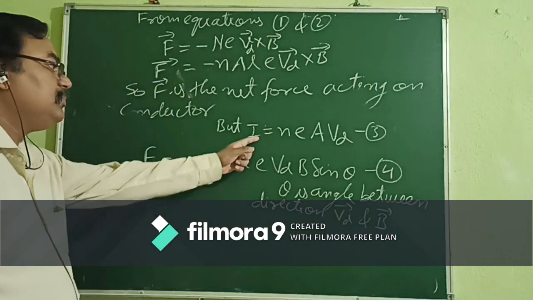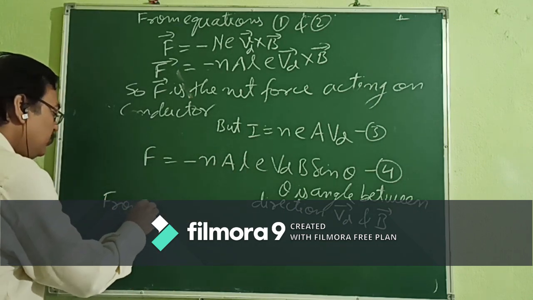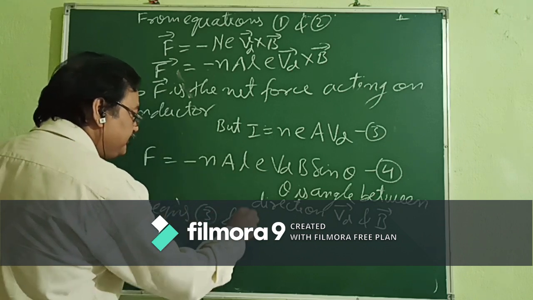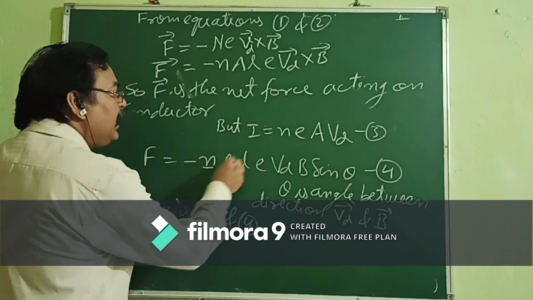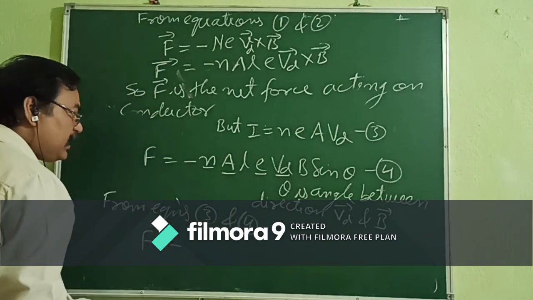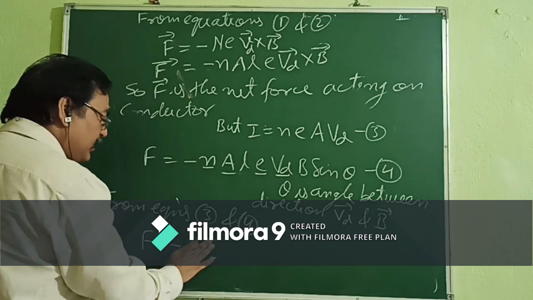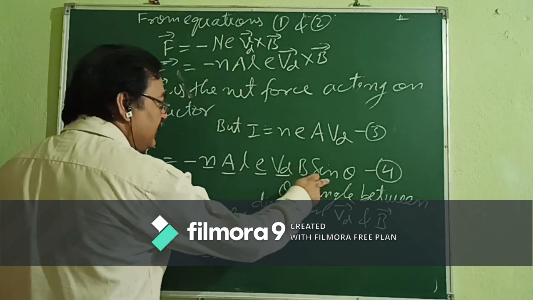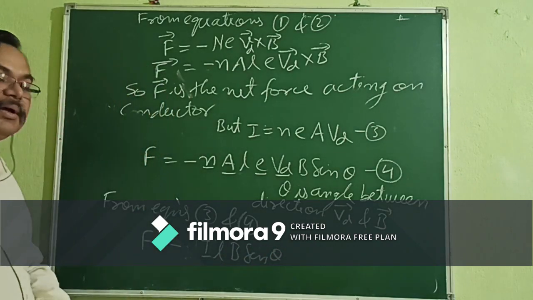And now we want to do the substitution part. So from equations 3 and 4, what will we get? F is equal to minus, N e A Vd, that will give us I, only L is left, so L I, or we can write I into L, and what else is left? That is B sin theta. This we are getting.